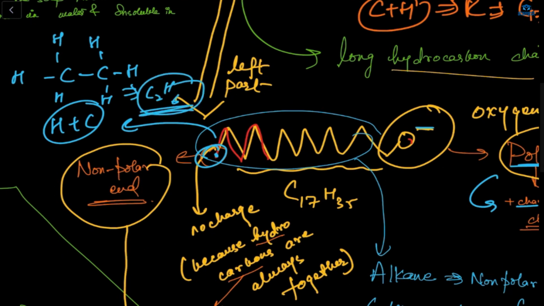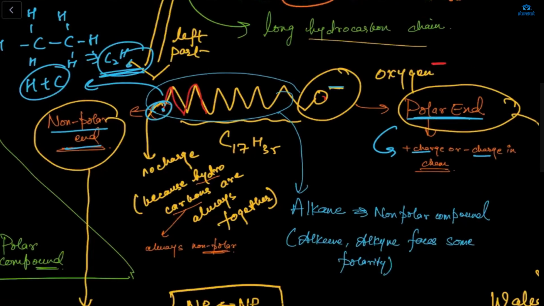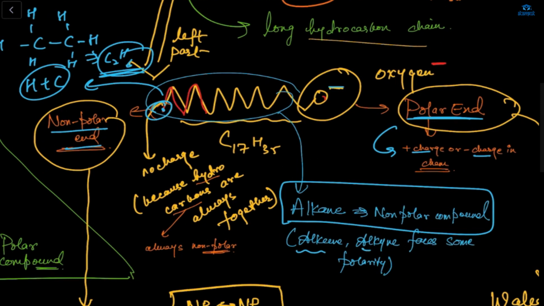So there's no charge. C is not having a plus charge, H is not having a plus or any minus charge. So this is your non-polar end, and this is your alkane. Why alkane? Because it's not having any double bond or triple bond, so not alkene, not alkyne. And alkane is always a non-polar compound. Alkane has a non-polar property, but your alkene and alkyne will have some kind of polarity. Polarity means your plus charge or your minus charge.